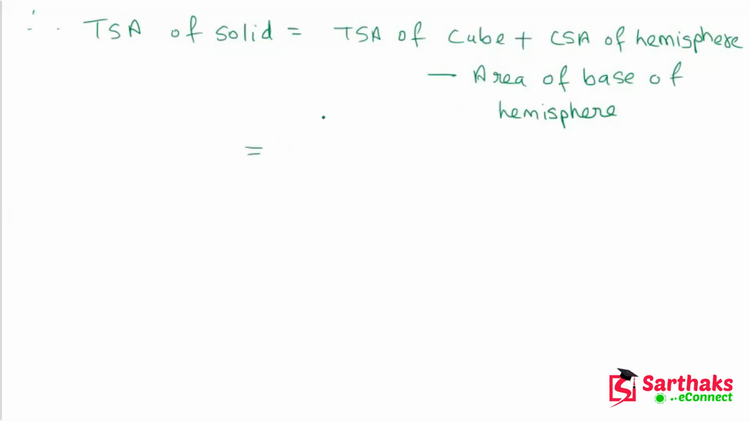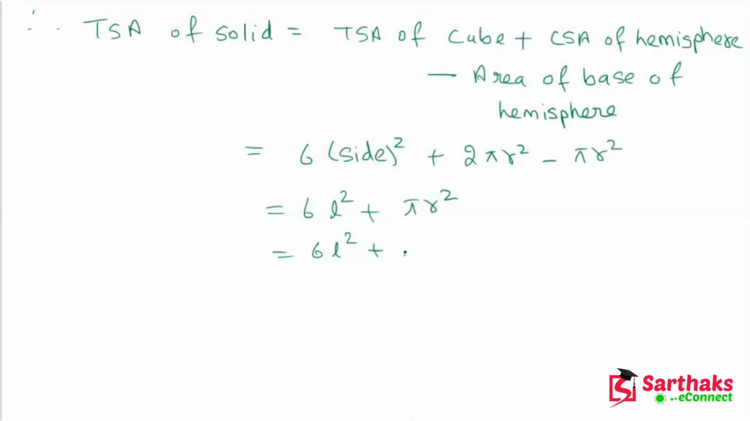So the total surface area of cube is what? 6 into side square, plus CSA of hemisphere is 2 pi r square, minus area of base of hemisphere, which is pi r square. So now my dear friends, we have 6L square plus pi r square. We have radius is L upon 2, squared. So this will give 6L square plus pi L square upon 4.